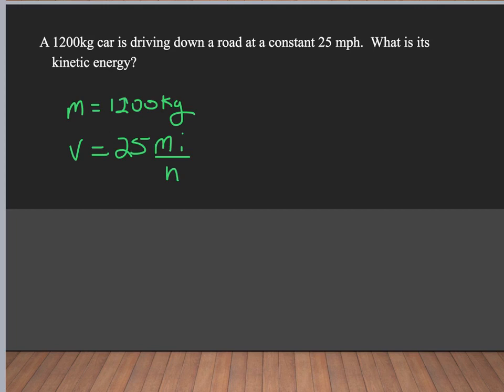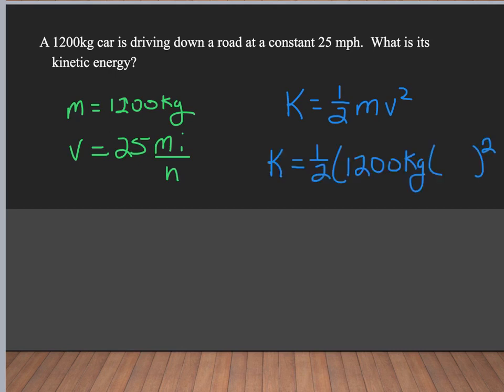The kinetic energy equation is 1/2 mv squared. We have both m and v. This is the simple introductory problem. Plug in, find our final answer. So before we actually plug in and get our answer, we have to convert our 25 miles per hour into meters per second. So we're going to do that down here.